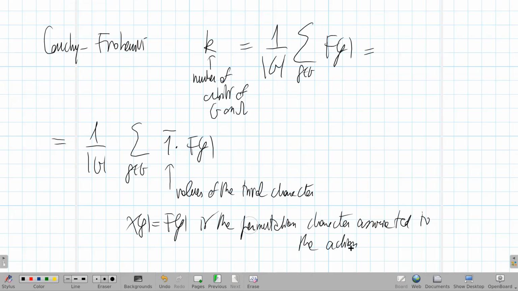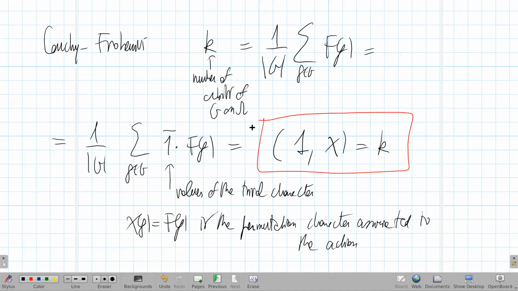There's an action. So what's this? This is nothing else but the inner product of 1 with k of g, summing over chi. Okay, so this is the number of orbits. This is this important formula. So you see, you have a group acting on a set. You wonder how many orbits you have. And what we found is that this is the inner product of the permutation character with the trivial character.